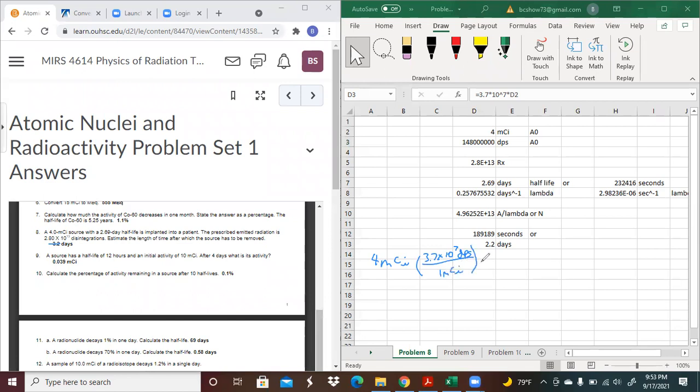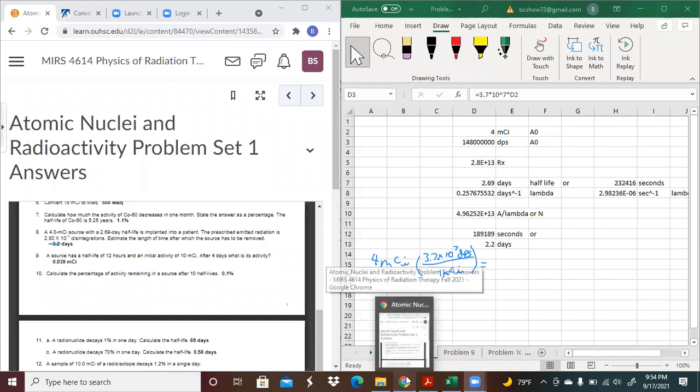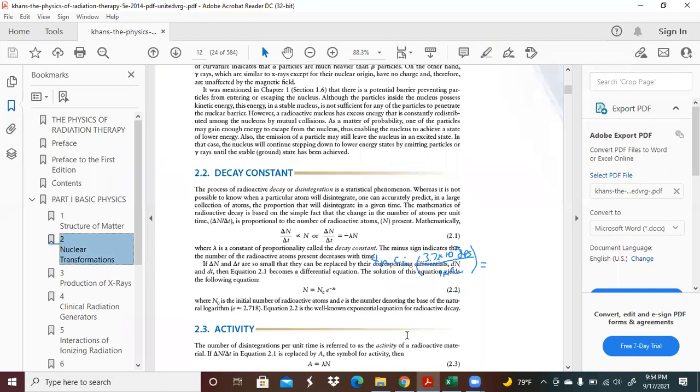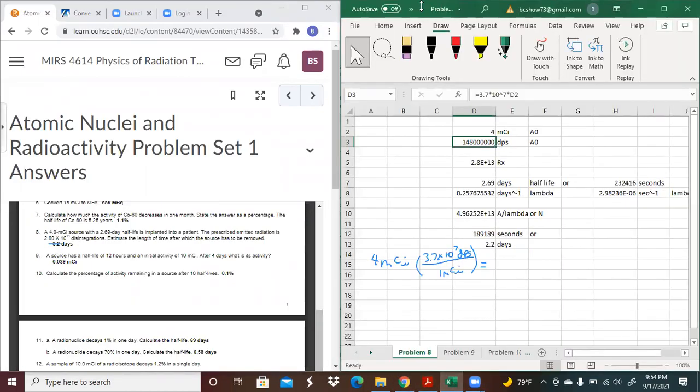You can look that up on any of the charts or documents that we've seen up to this point. If you go into the book, you can see 1 millicurie is equal to 3.7 times 10 to the 7th becquerels. So just bear that conversion factor in mind. Now continuing on, if you do the math here, you end up with 148 million disintegrations per second. So that's where that number comes from.